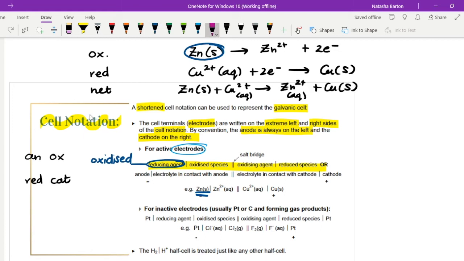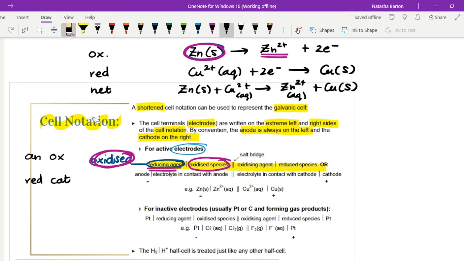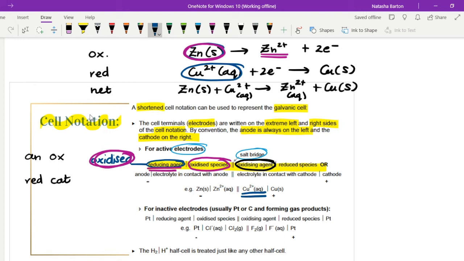Then we write out the oxidized species. Now what this means is, after your reducing agent has been oxidized, what are you left with? Look, after my zinc solid has been oxidized, we are left with zinc ions. So we write out the zinc ions. Notice that these two are separated by a straight line. Then we show that this is a galvanic cell by drawing the salt bridge using two lines. Next, we have the oxidizing agent. The oxidizing agent is this substance, copper 2+ ions. We write that down. We also indicate their phases, please.